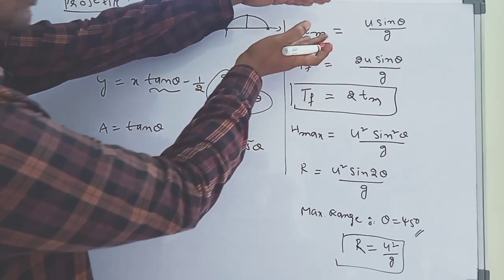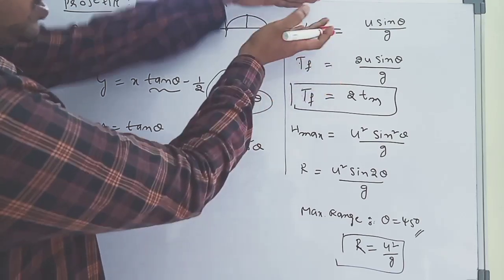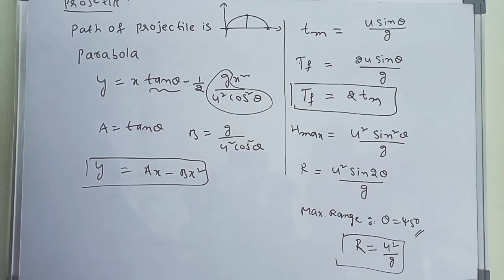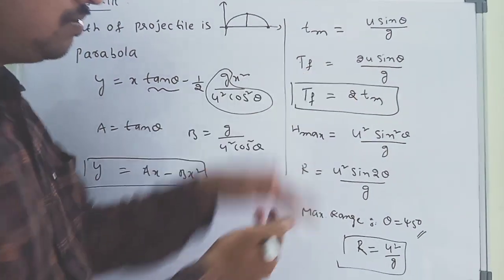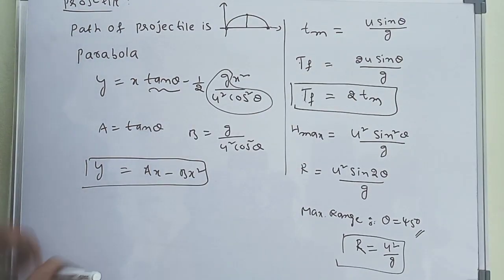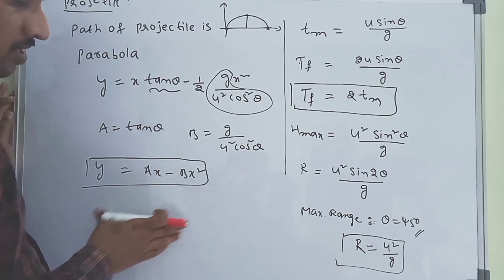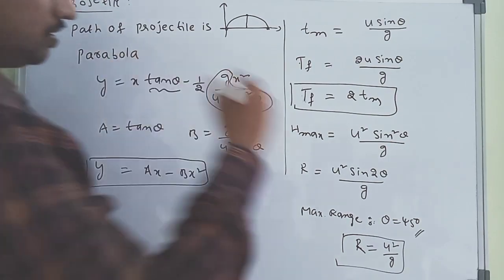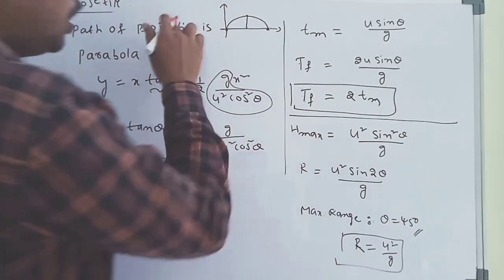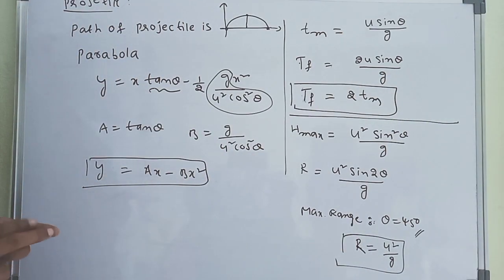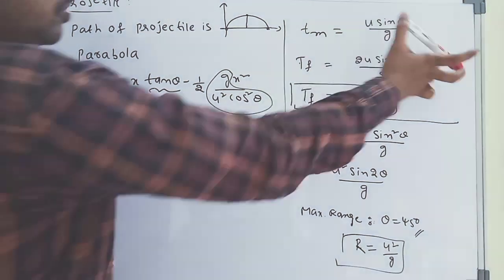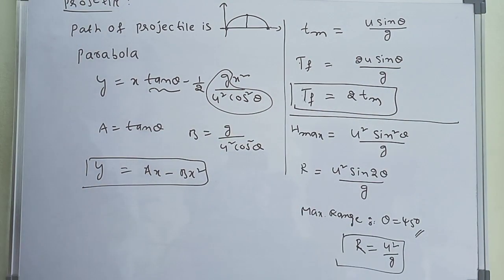And maximum time and time of flight is also a 4 marks question. And maximum height and range is also a 4 marks question. Here we are dividing into 3 parts: 1, 2, 3. These 3 parts are important for 4 marks. Okay, remember it.